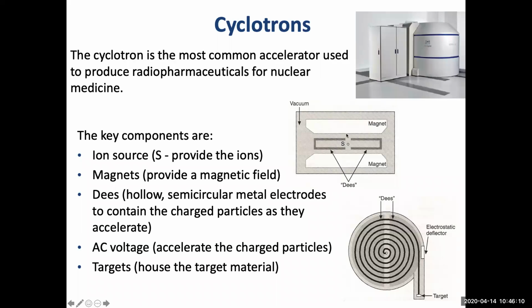The particles are going to hit the nucleus. We have magnets, which provide a magnetic field, two magnets here, up and down. We have two Ds, shaped like a D, one here and another here. These are hollow semicircular metal electrodes that contain the charged particle as it accelerates. We have AC voltage to accelerate the charged particle, and we have the target here where the stable atoms are waiting for the particle to interact and produce the radioisotopes.